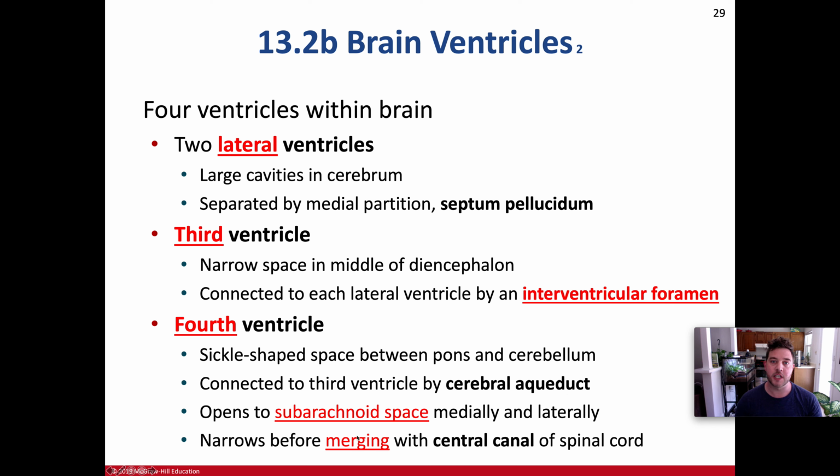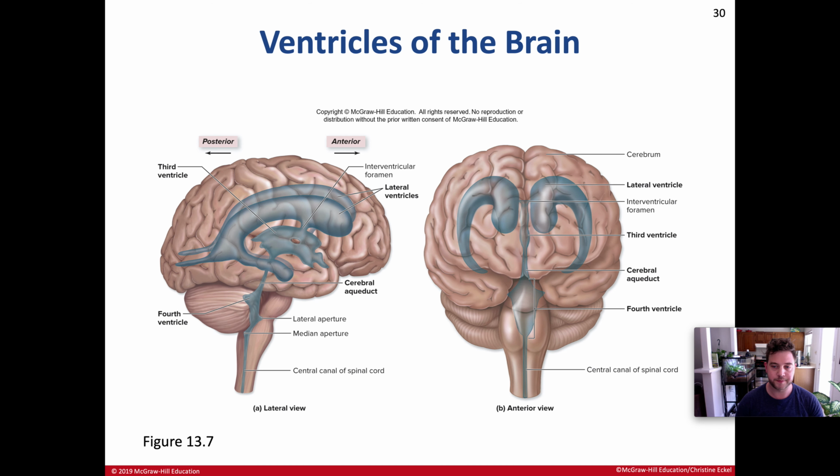It opens directly to the subarachnoid space on the medial and lateral sides, and it narrows before merging with the central canal of the spinal cord. So all of these are essentially containing cerebrospinal fluid that is circulating through the brain and then back down into the spinal cord. Here is the book's visual representation of them. So you have these kind of large arching structures. These are your 2 lateral ventricles. You have your 3rd ventricle in the diencephalon, and then your 4th ventricle down here in the medulla, and the pons and the cerebellum.